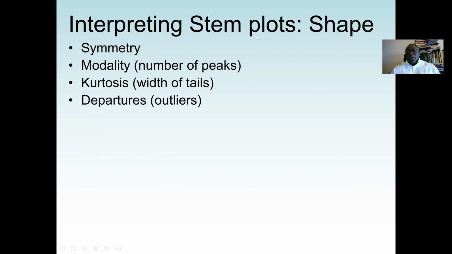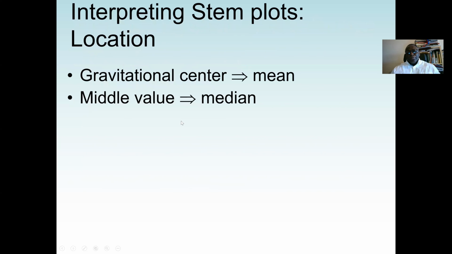So how do we interpret the stem plot? The shape can be symmetric. If it's symmetric, that means it's a normal curve or bell shape. Modality means the number of peaks, and the peaks are the highest values, which can be more than 1, 2, 3. Kurtosis tells us the steepness of the graph, that's why it tells us the width of the tails. Then departure refers to the outliers, which may be data that are very small or very large.